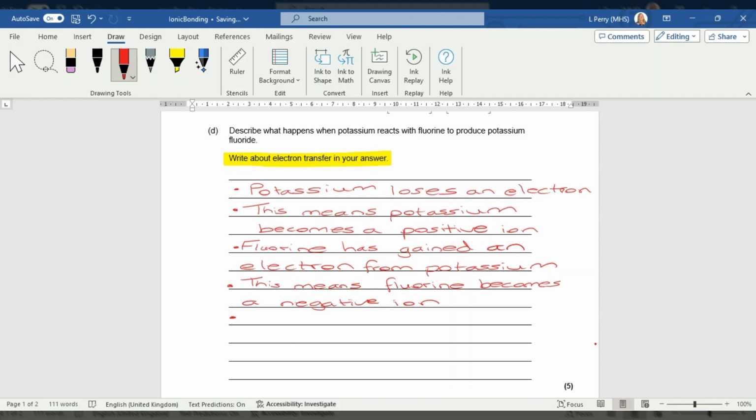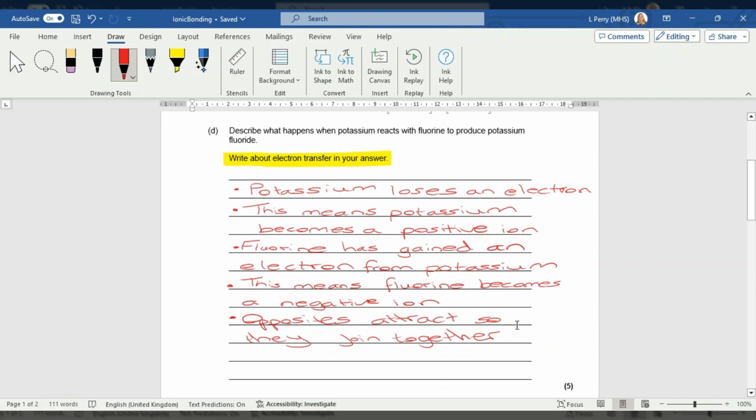So, well, they're now going to stick together. They're opposites. One's positive, one's negative. Opposites attract. So I'm going to add opposites attract. So they join together. Now that's exactly what I would do in the exam. I've used the diagram, I've bullet pointed everything I've seen, and I've made sure I've got 5 bullet points.